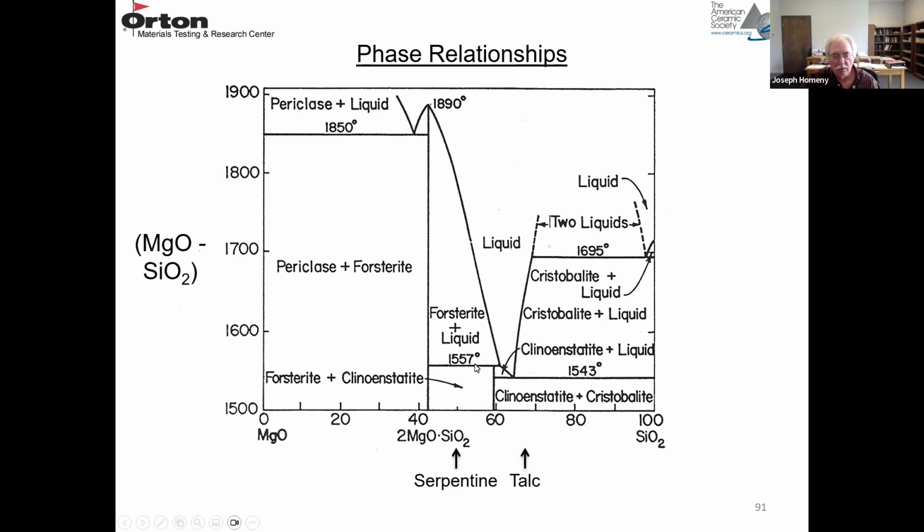1557 is where the first liquid appears. So you have phosphorite and liquid. And if you're over here, you have clinoansitite and cristobalite. And as you go up in temperature, 1543 is where the first liquid forms. So materials like serpentine and talc are going to put you in this part of the phase diagram.